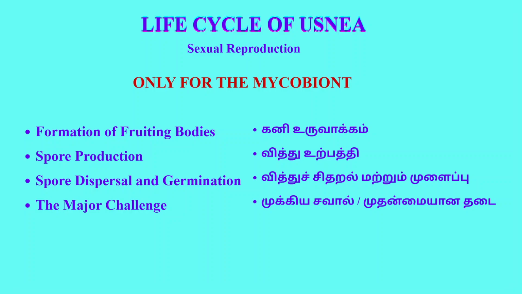And the algal partner is referred to as a phycobiont or photobiont, and the fungal partner is referred to as mycobiont. Please note, the sexual reproduction in lichen is happening only in the mycobiont partner, not in the algal partner. So how does it take place? First of all, there will be a formation of fruiting bodies, followed by spore production.